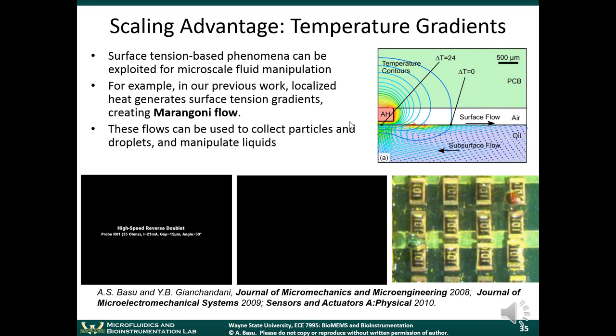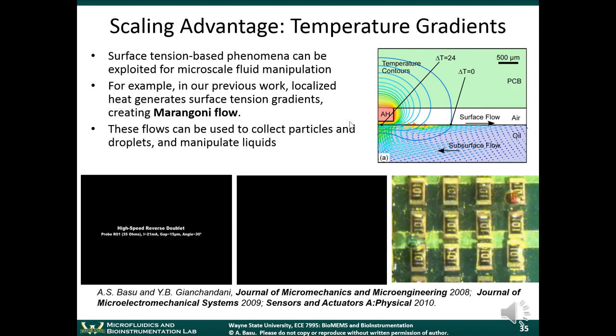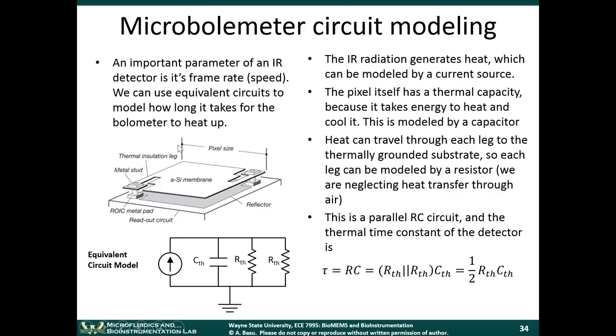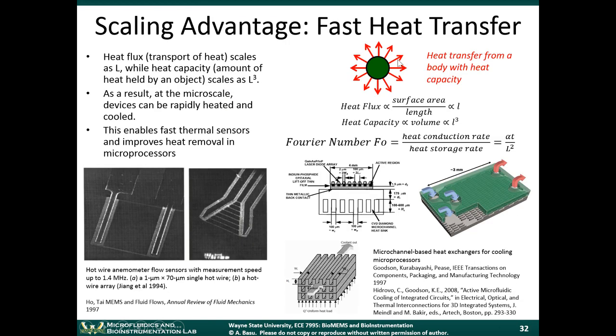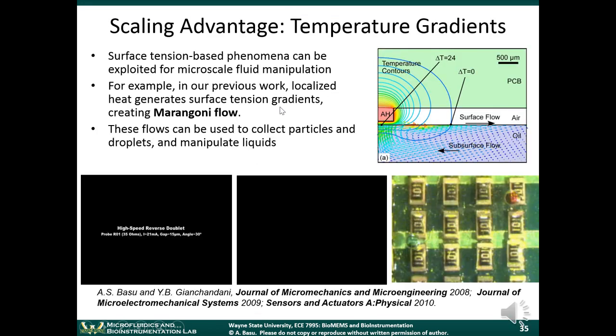We're almost out of time here, so let's see if we can finish up these two slides. The scaling advantage. One of the scaling advantages was the fact that you have fast heat transfer and things can heat up and cool down very rapidly. Another scaling advantage is that you have temperature gradients. I've shown you some examples of work I did previously using surface tension as a pump. This phenomenon is called Marangoni flow.